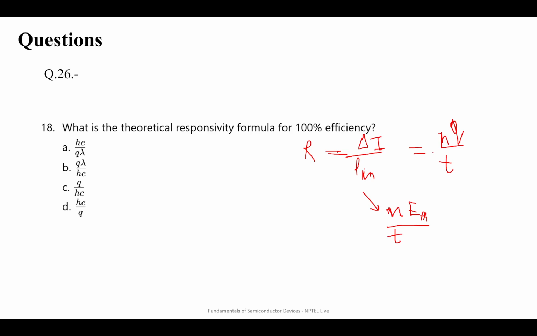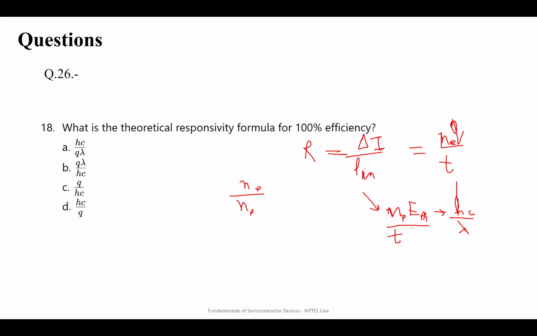Let's say Ne is the number of electron-hole pairs generated, and Np is the number of incident photons. The energy of a photon you can write as hc by lambda, correct? Yes, sir. So now if I divide this, I will get Ne by Np.